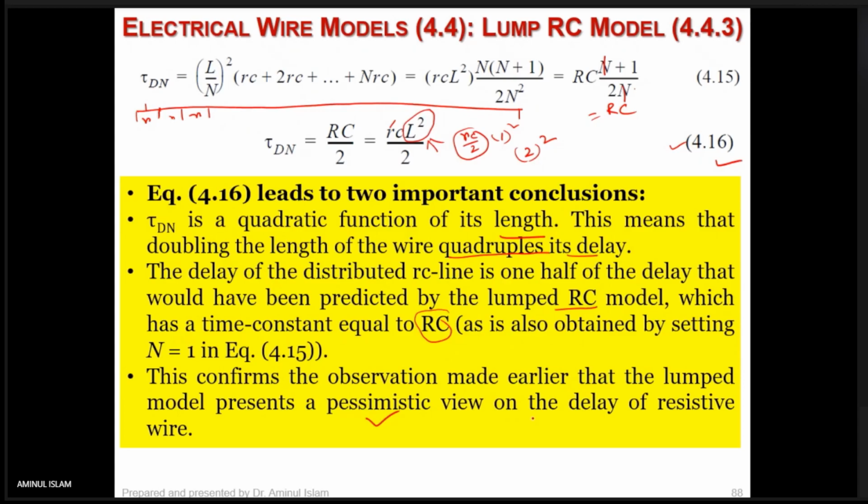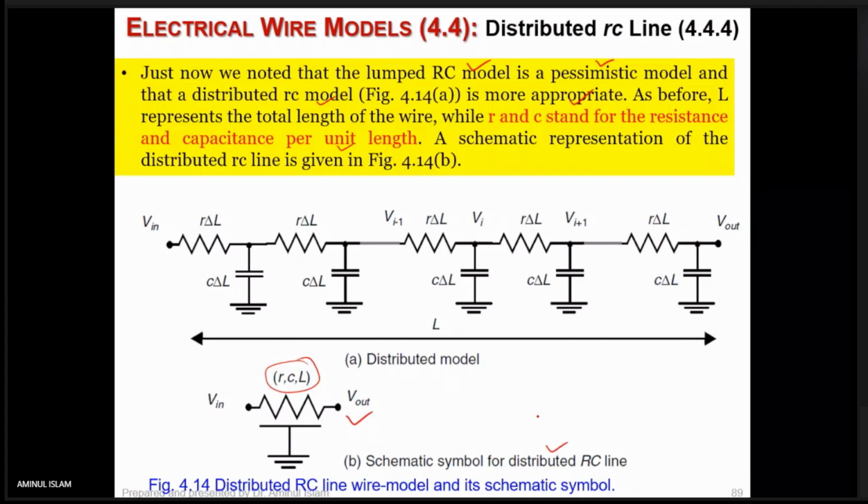of the resistive wire. Actually, you have to take the distributive model, but for simplifying our estimation or analysis, we do use the lumped model, with which the accuracy of estimation of delay is less. Just now, we noted that the lumped RC model is a pessimistic model, meaning delay is less actually, and that the distributed RC model is more appropriate.